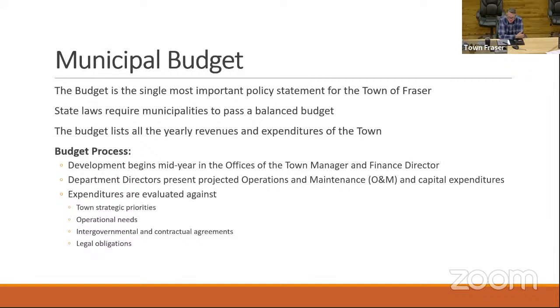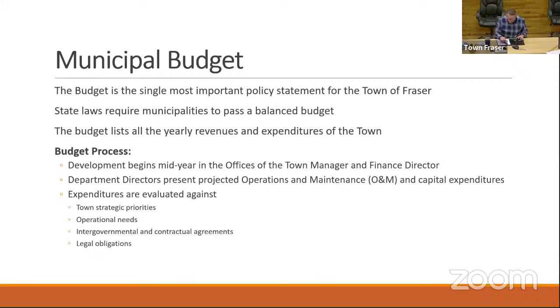At the same time, our finance department is also working on contractual cost increases, for example, the transit service, and also for payroll cost expenditures. And all of the expenditures of the town are evaluated against a certain amount of criteria. First of all, we want to bounce these off of our town's strategic priorities.